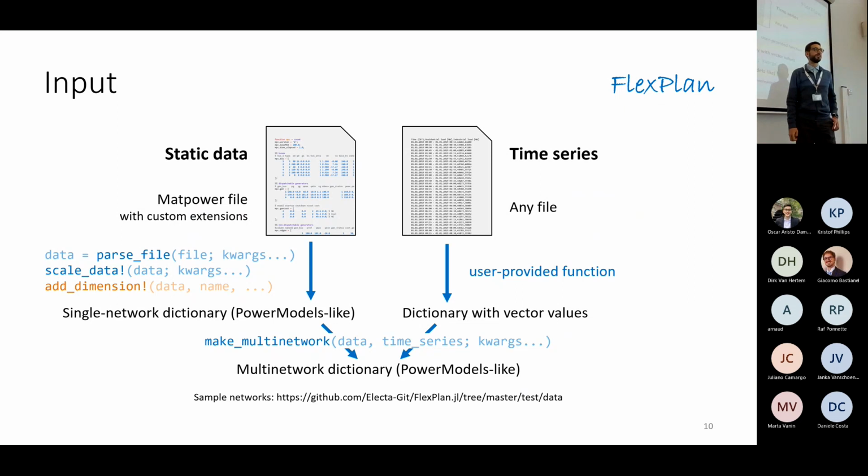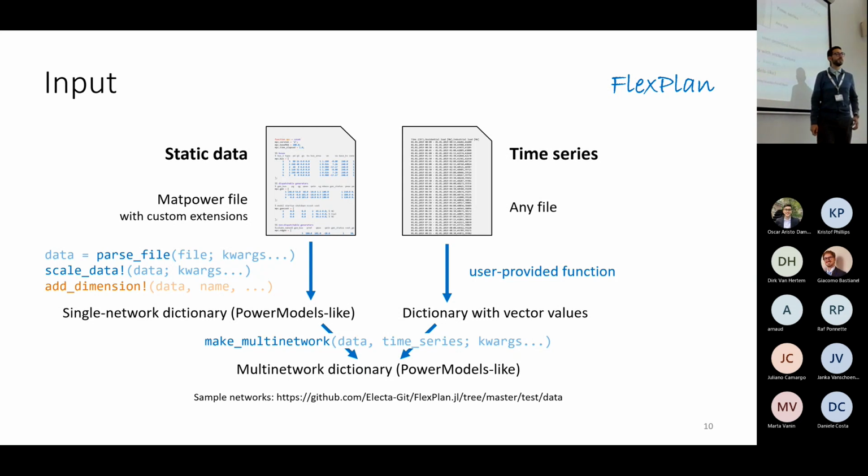The PowerModels package already defines a data structure for static data analysis, single period power flows, for instance. And the FlexPlan package uses the same format, and also there's a function that combines static data with time series. The resulting dictionary is built in an efficient way where constant data is not replicated in memory.